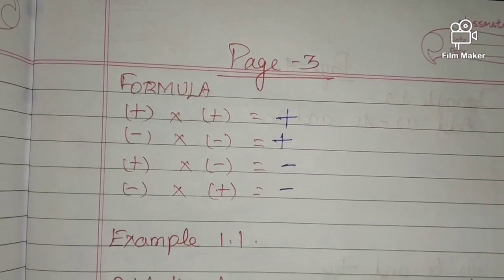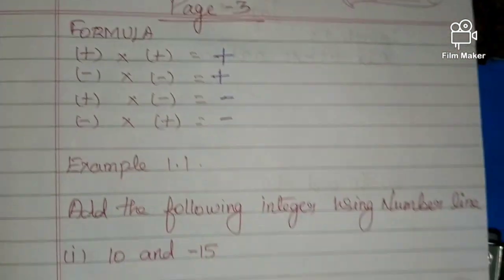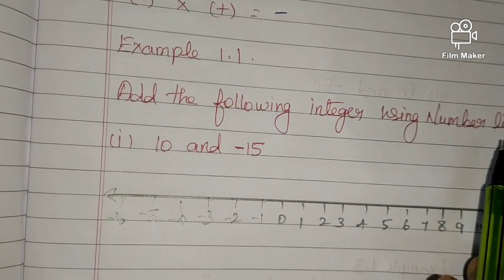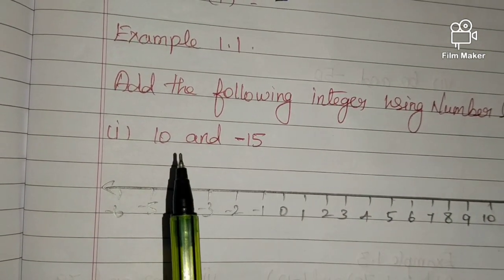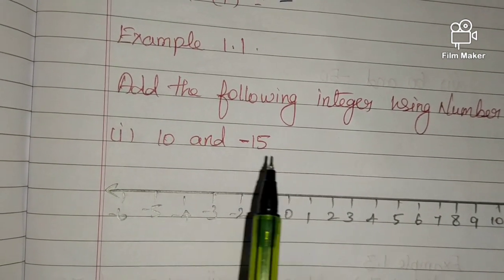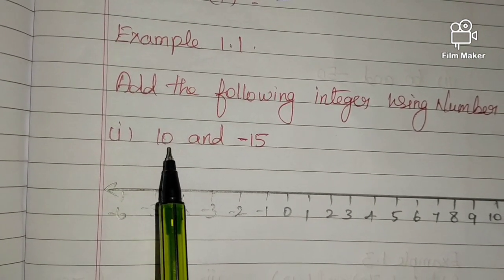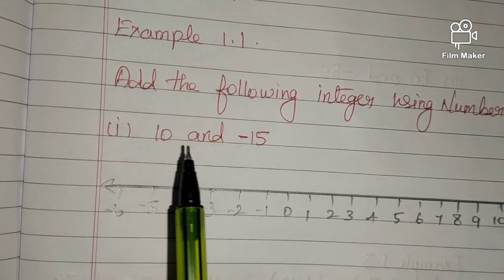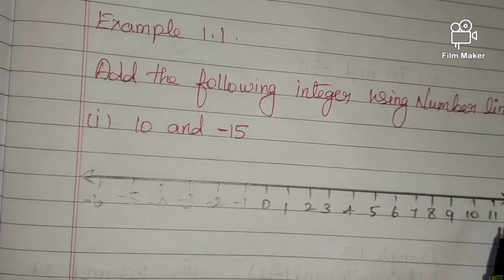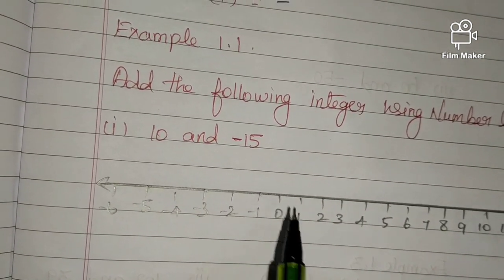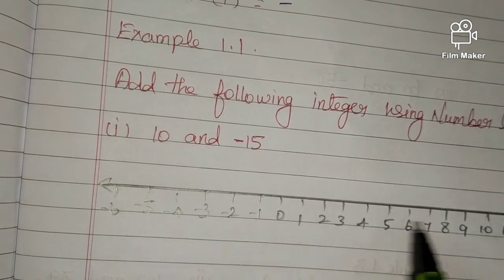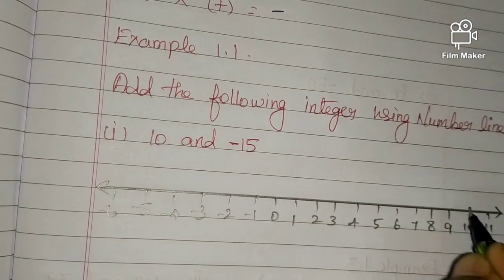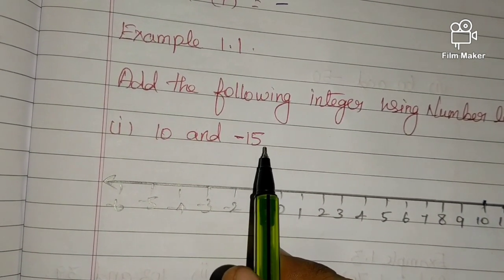So we just start example 1.1. Listen children, add the following integers using number line. By using the number line we want to add these two integers. One is plus 10, another one is minus 15. According to the numbers we want to draw the number line. Here positive 10 they given, so we want to keep the line on the positive 10. After that, minus 15 they given.